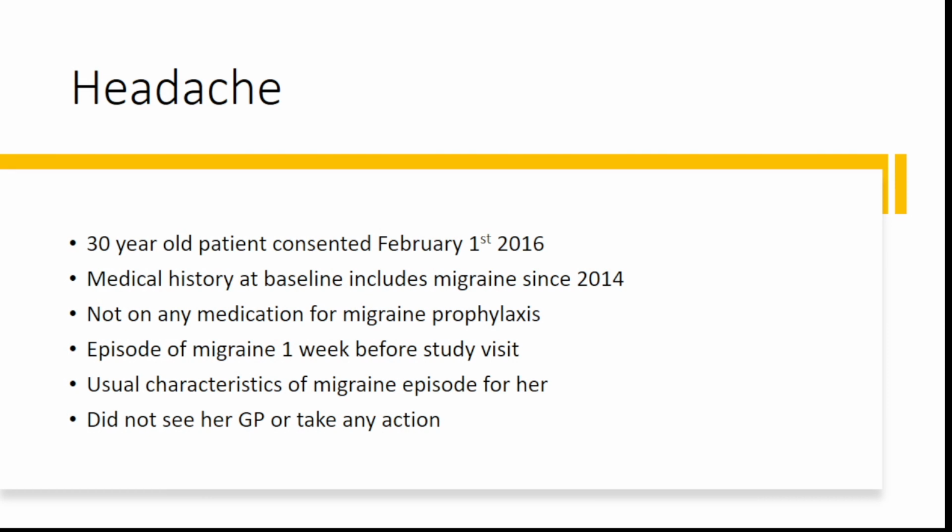So a 30-year-old person who's consented into a study in February 2016 has a known baseline medical history of migraine. They're not on medication, they're not on any preventive agents. They had an episode of the migraine 1 week before the study visit while they're in the study. It was their typical migraine episode. They didn't see their GP. They didn't take any action. Their treatment wasn't changed. Is that an adverse event or not? No. Exactly. So look at the algorithm and say it's a symptom or diagnosis. It's known before consent. It's the same or similar to what went on before, and no action was taken. And that's how it goes down that algorithm.